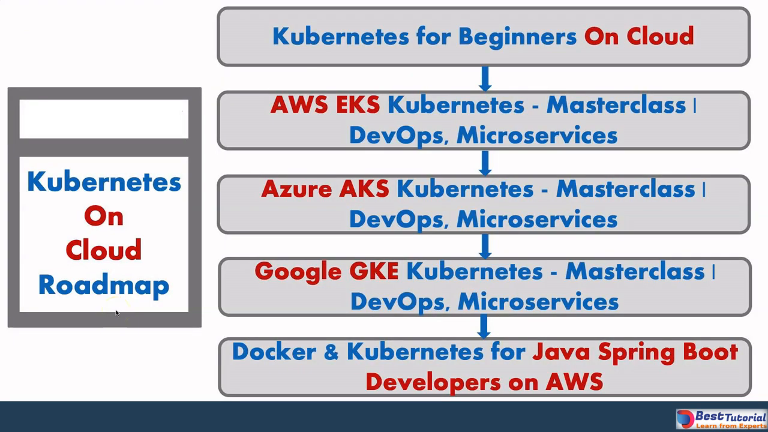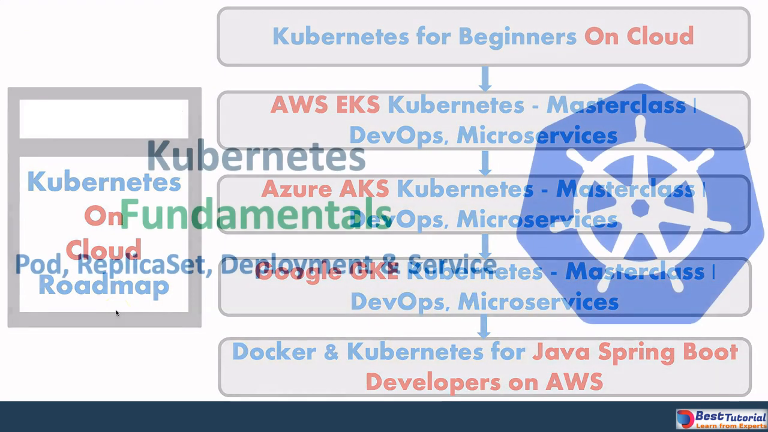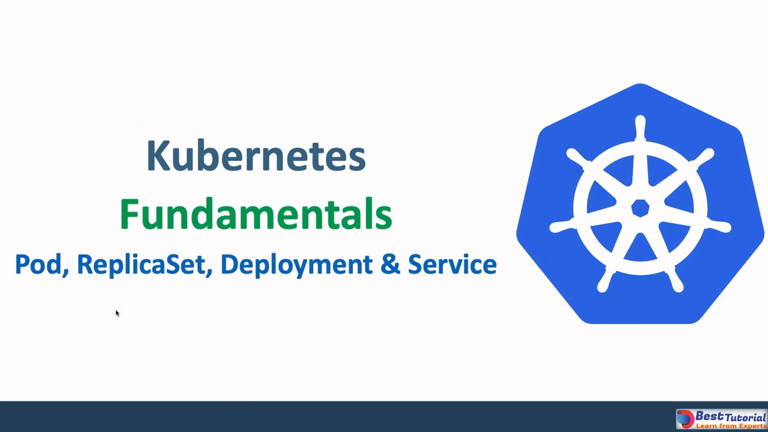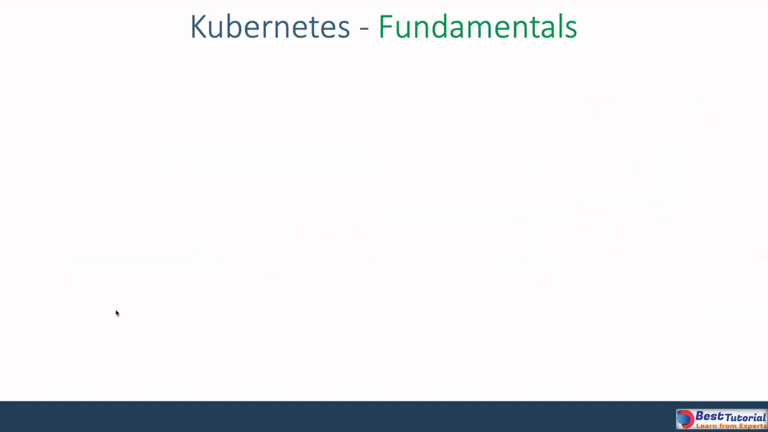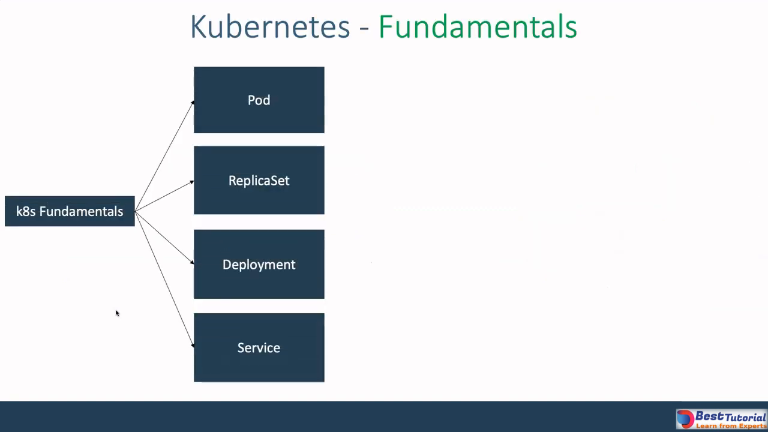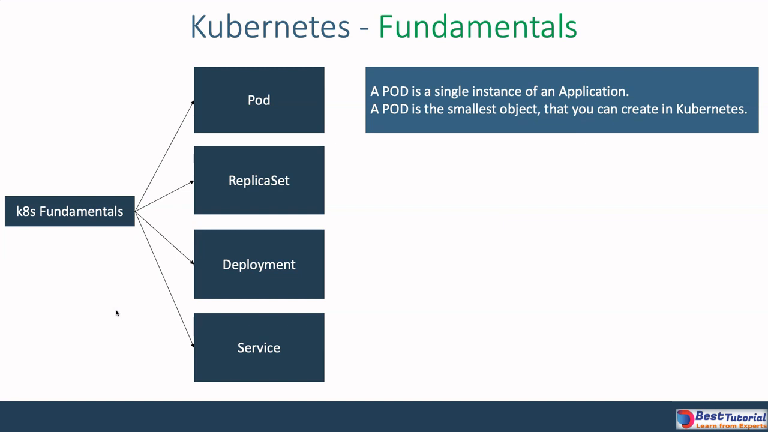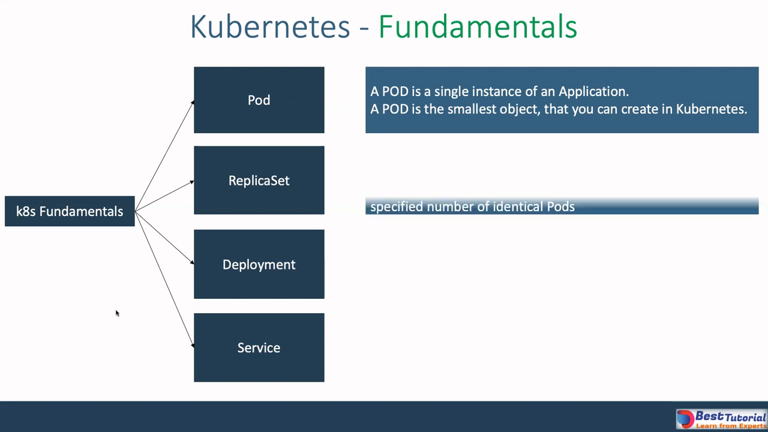Welcome back. In this lecture, we are going to understand Kubernetes fundamental core concepts, pod, ReplicaSet, deployment, and service, on a very high level. So let's understand what those actually are. A pod is a single instance of an application. A pod is the smallest object that you can create in Kubernetes.